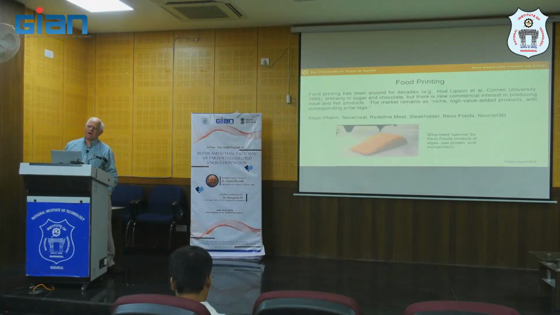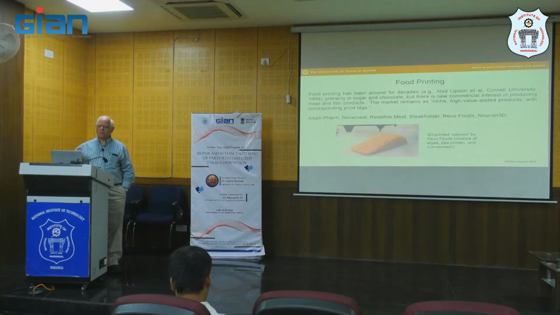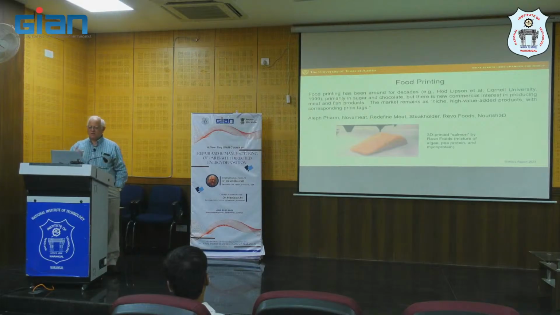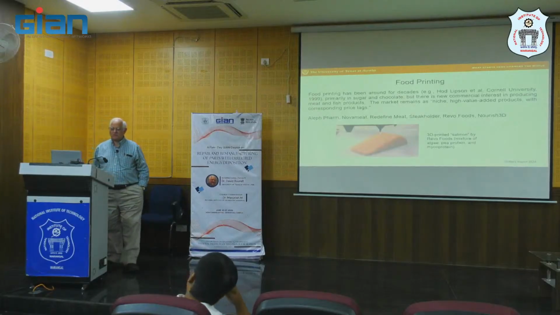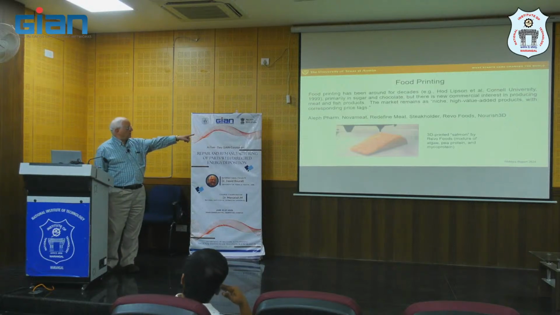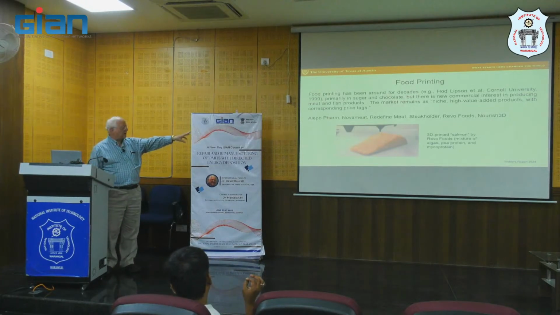But what we see now is a new commercial interest in producing meat and fish products, and I'm not 100% sure what the customer base is for these food products. According to Wohlers, the market remains a niche of high-value-added products with corresponding price tags, so I assume these are fairly expensive. What's shown here is a salmon-looking fillet, but it's actually printed by Revo Foods.